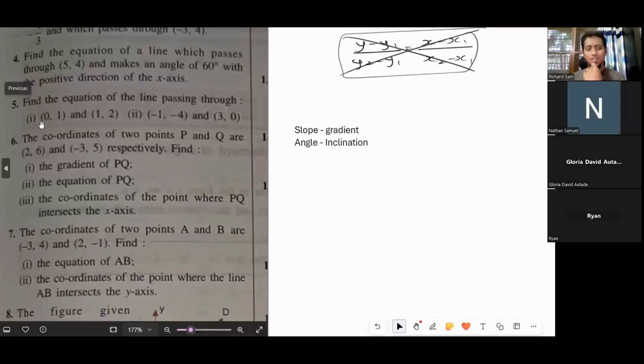Okay, fifth one, anyone got? Both? Sixth one? Sixth, third one: the coordinates of the point where PQ intersects the x-axis.